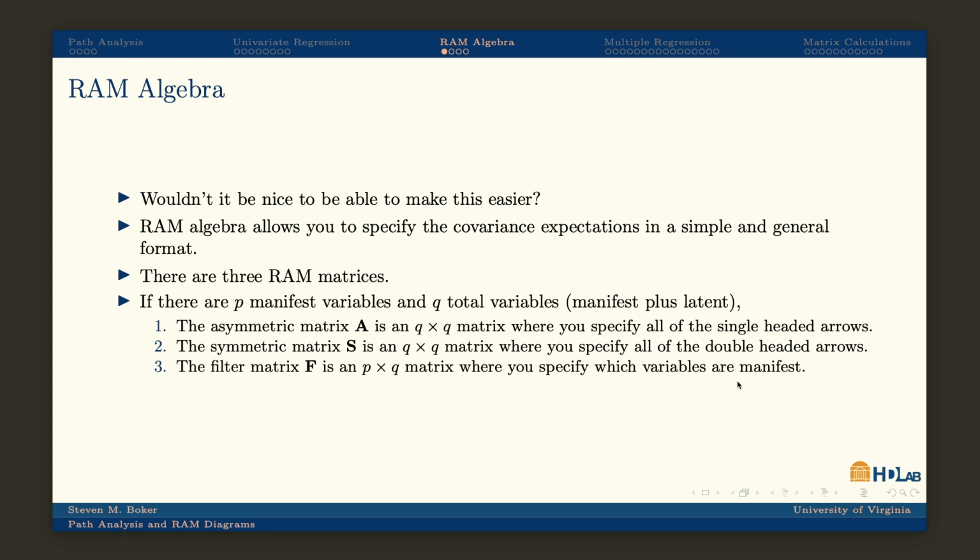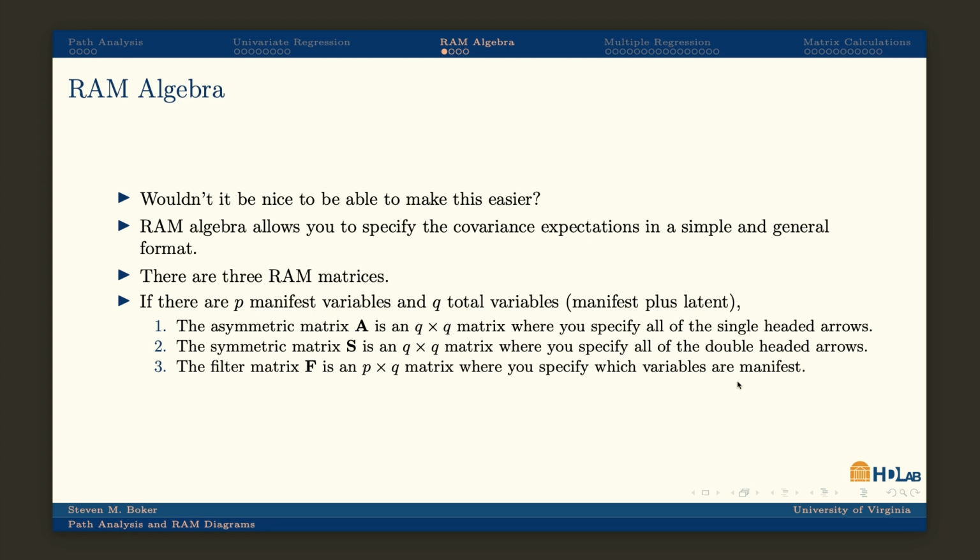So maybe it would be easier. And that's what RAM algebra is. Actually, the algebra came first and then the diagrams came second, because the diagrams are just a way to represent what's going on in the algebra. There's 3 RAM matrices. There's the A matrix. That is the matrix of single-headed arrows. A is for asymmetric.